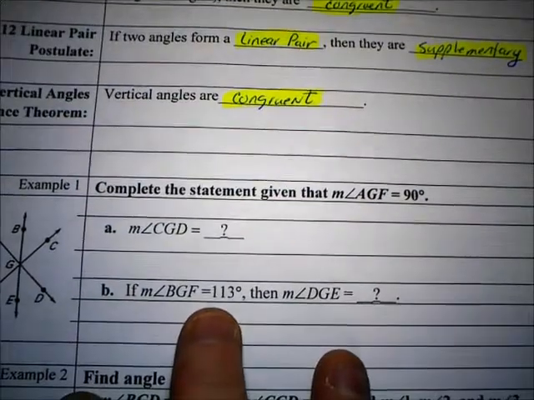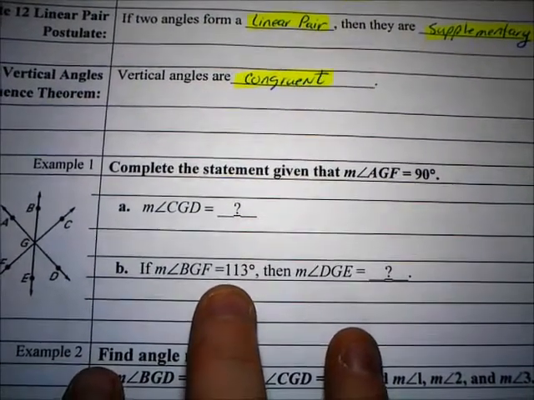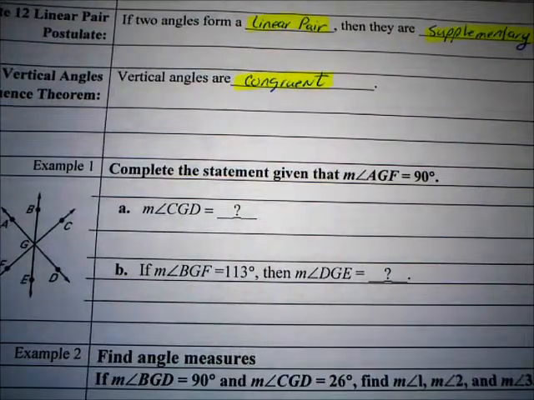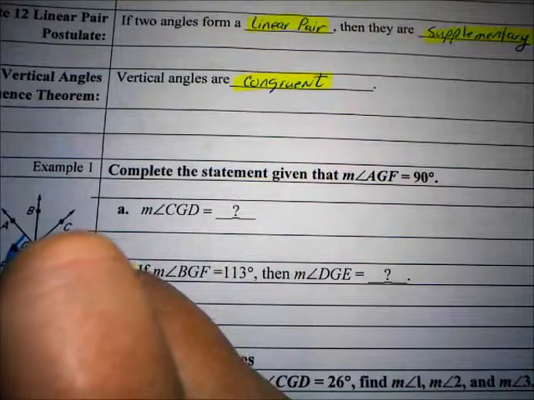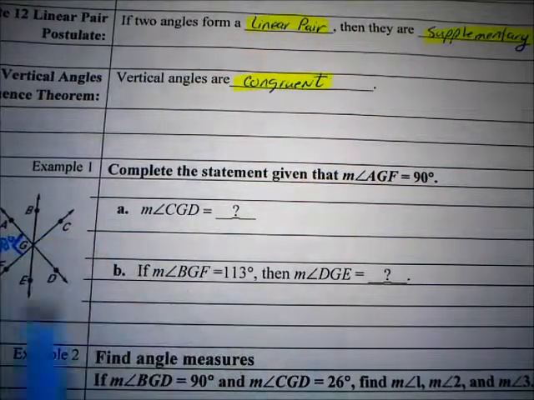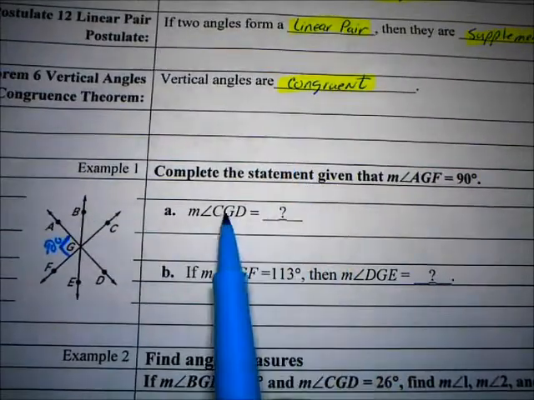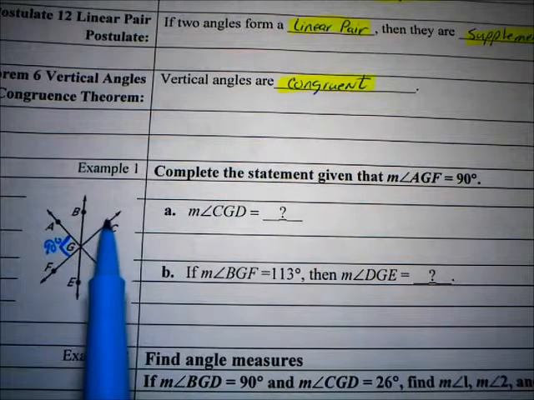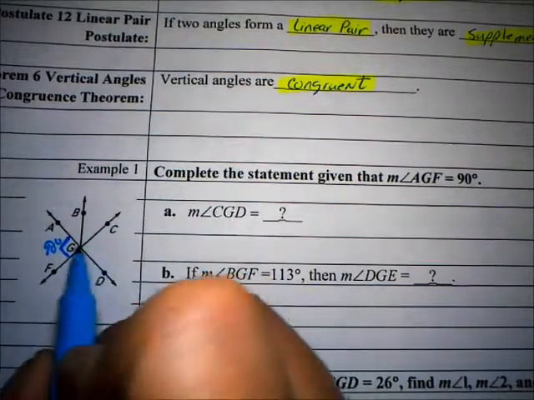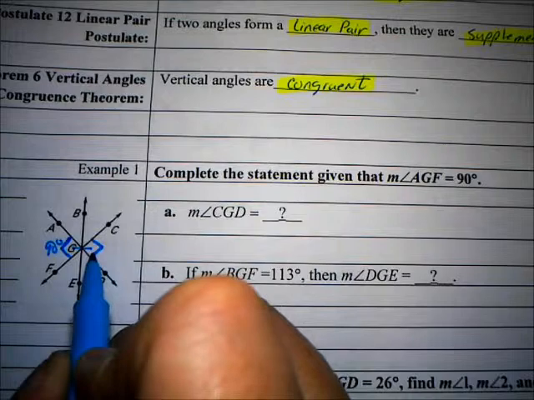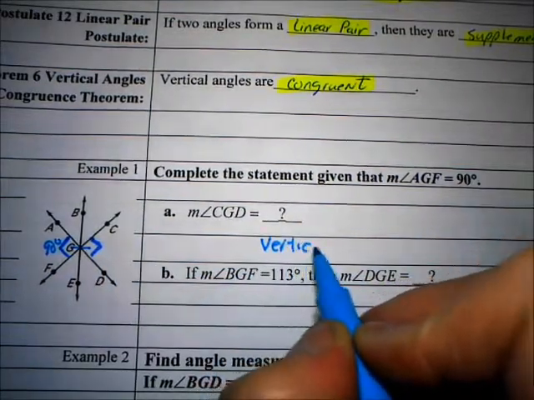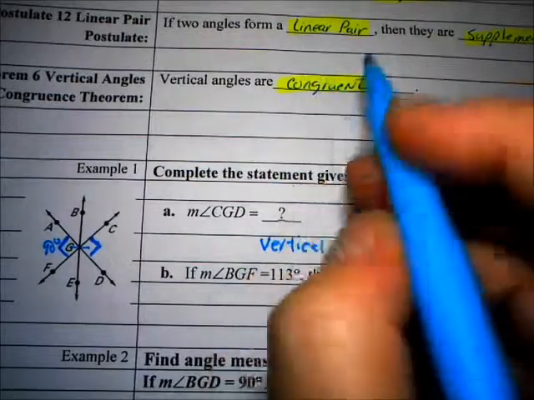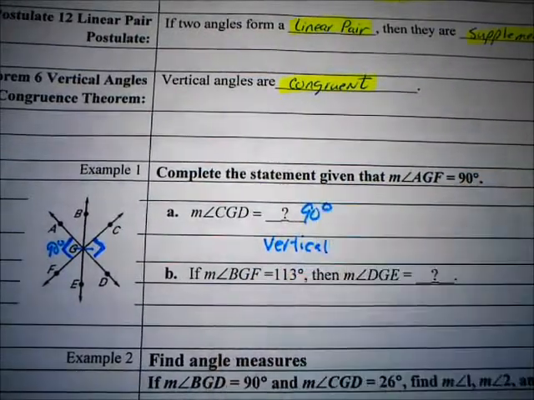On example 1, it says complete the statement below. If the measure of angle AGF is 90 degrees, AGF, this angle here, is 90 degrees. Let me slide it over. They want to know what the measure of CGD is. CGD is opposite of it, which means it's a vertical angle. And since it's vertical, that means they are congruent, which means it is also 90 degrees.